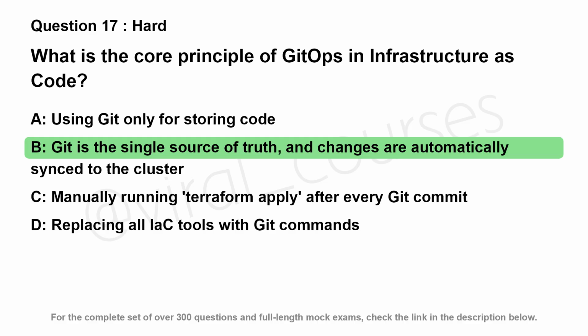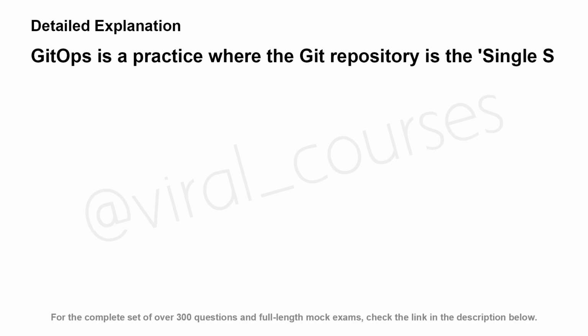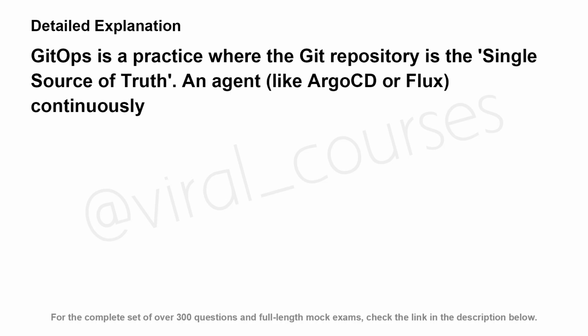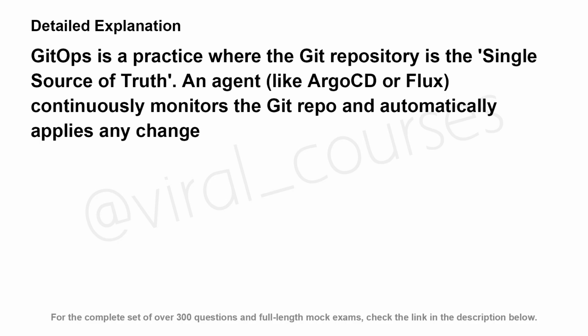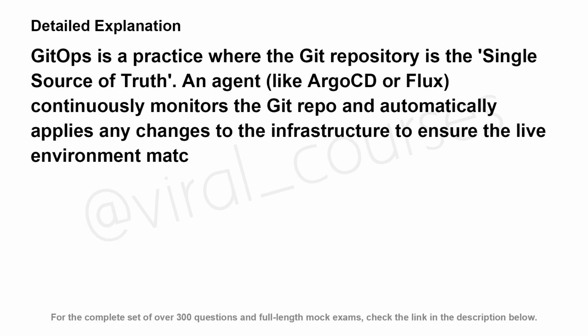The correct answer is B. GitOps is a practice where the Git repository is the single source of truth. An agent, like Argo CD or Flux, continuously monitors the Git repo and automatically applies any changes to the infrastructure to ensure the live environment matches the state defined in Git.